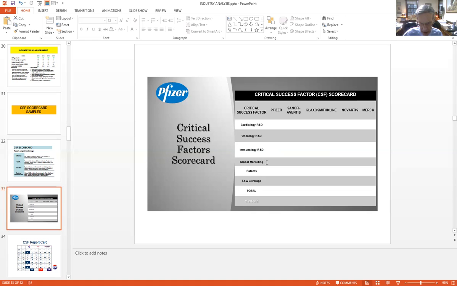And then after that, they might be able to move further. But for the present, if it has a 2 and another firm has a 5, what they'd like to do is get to the same point the other firm does. So this is a critical success factor analysis. Using a scorecard like this can be very helpful.